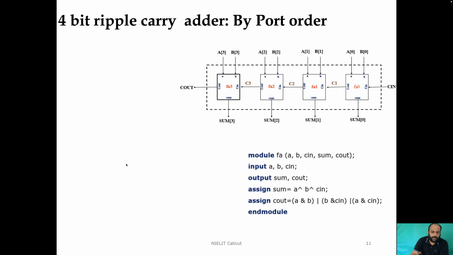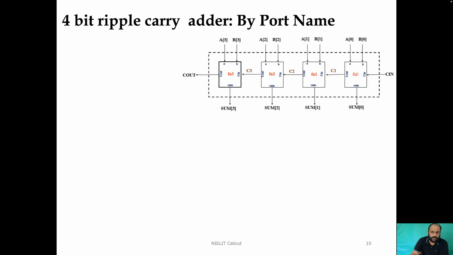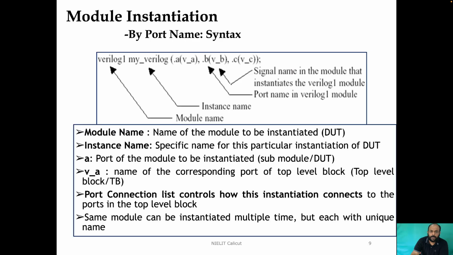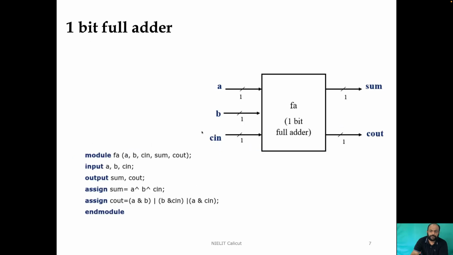Now what we have just seen is instantiation by port name. Now let's see how we will do the same with the help of port order.